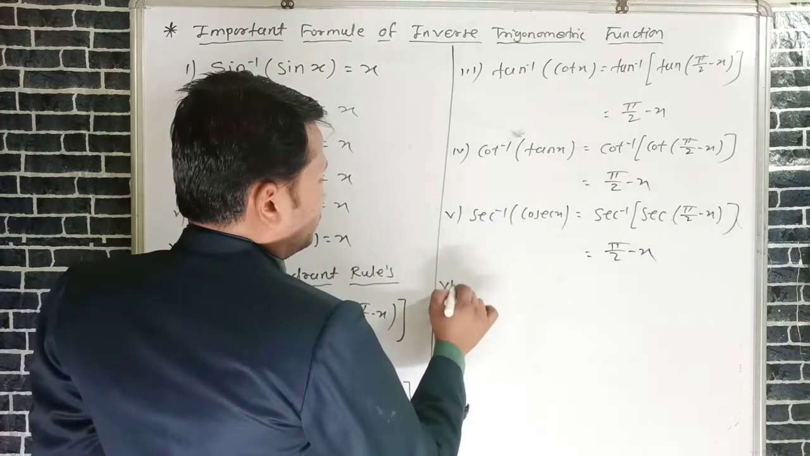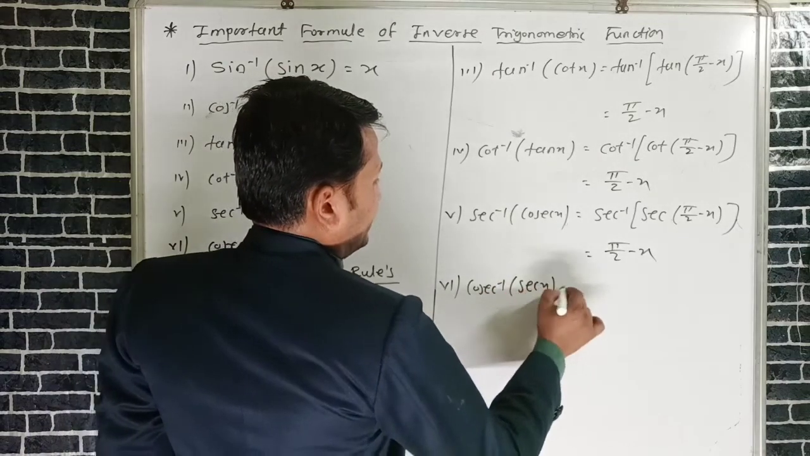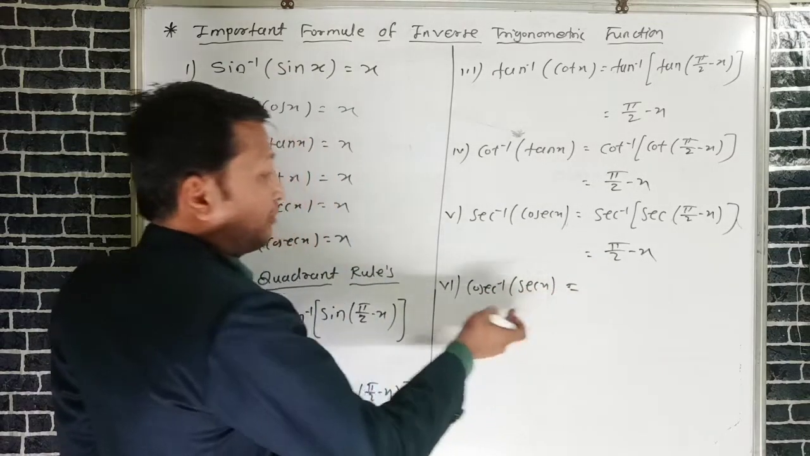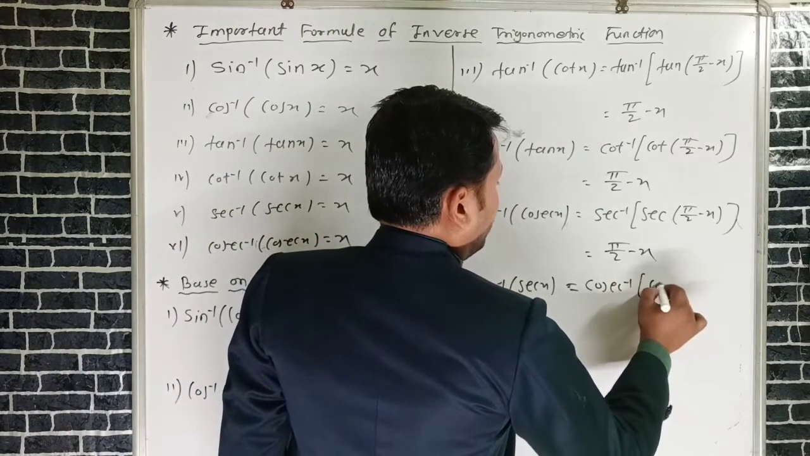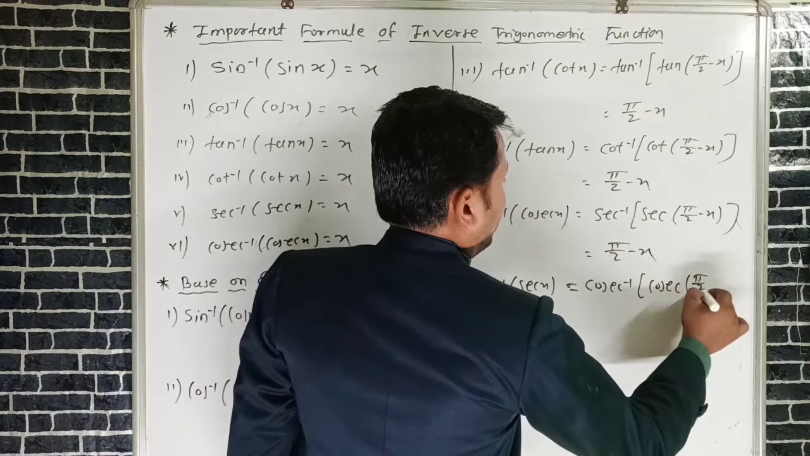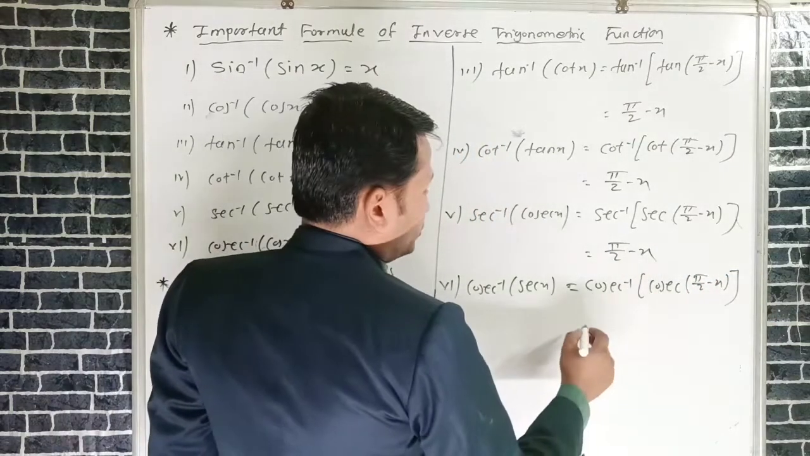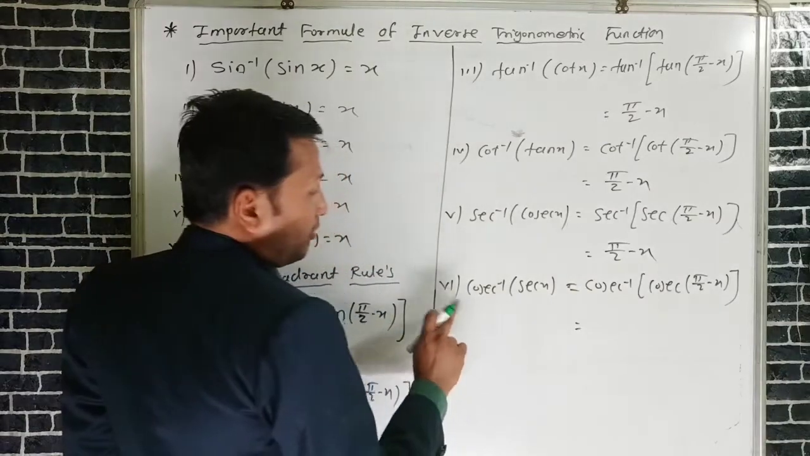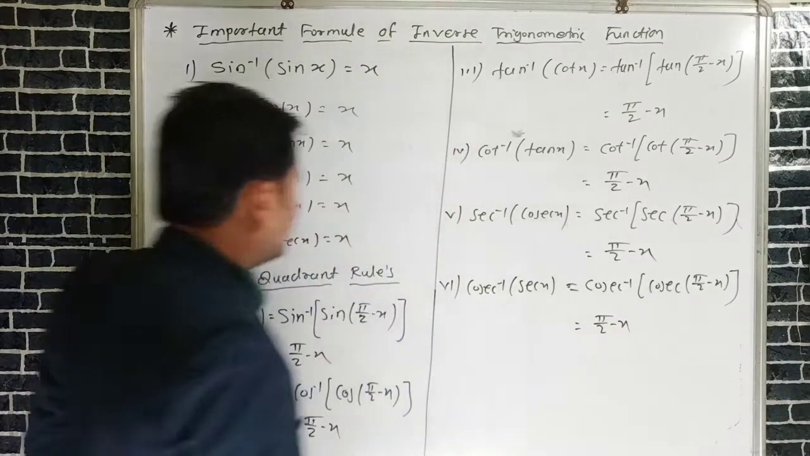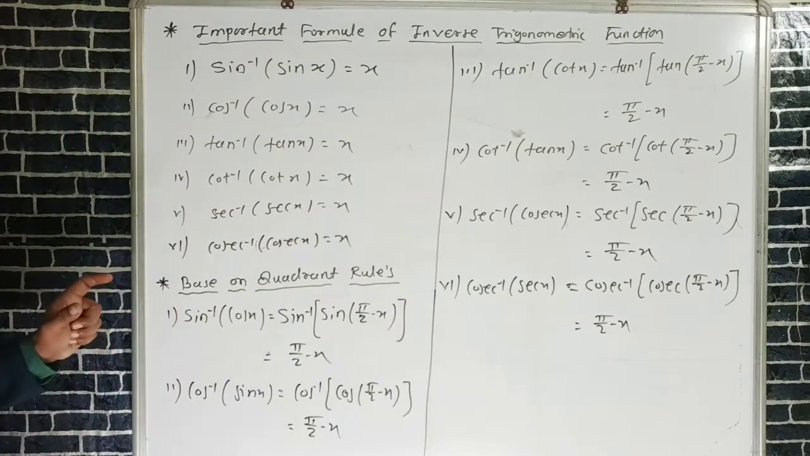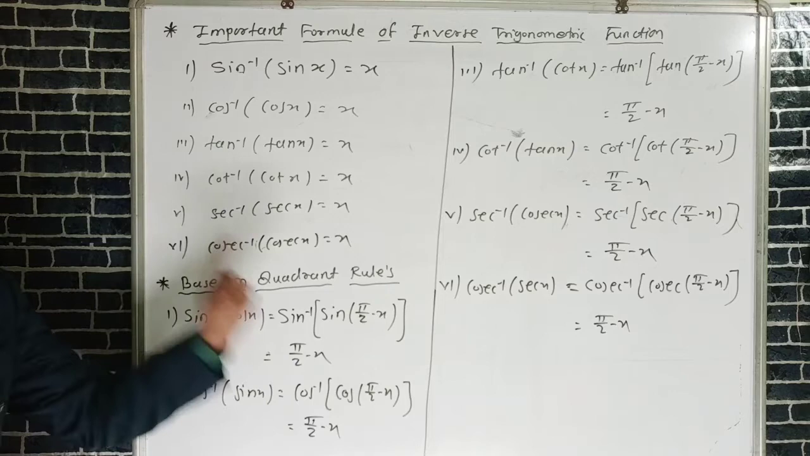And the last one, cosec inverse of sec x. We can write sec in the form of cosec: cosec inverse of cosec of pi by 2 minus x. After we cancel cosec inverse and cosec, the value of cosec inverse of sec x is pi by 2 minus x. These are important rules of inverse trigonometric functions, based on the quadrant rules.